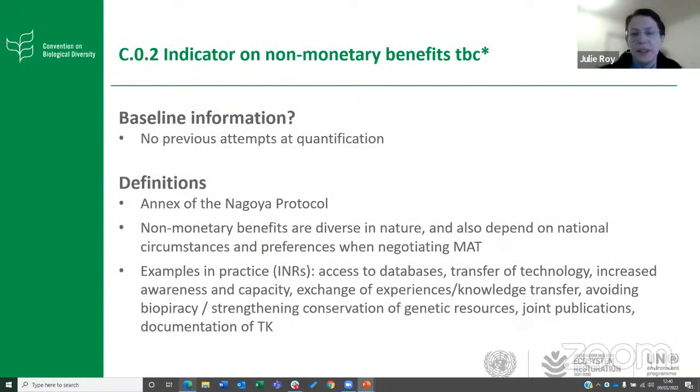And now looking at non-monetary benefits, we do not have a similar baseline to go on. There haven't been previous attempts at quantification, but that's not to say that non-monetary benefits are not important. To the contrary, it's just that they are very diverse in nature and will also depend on national circumstances, what countries are prioritizing when they're negotiating their mutually agreed terms. And here I just put a few examples of what countries have reported to us as benefits, and you can see it's very diverse. Next slide, please.